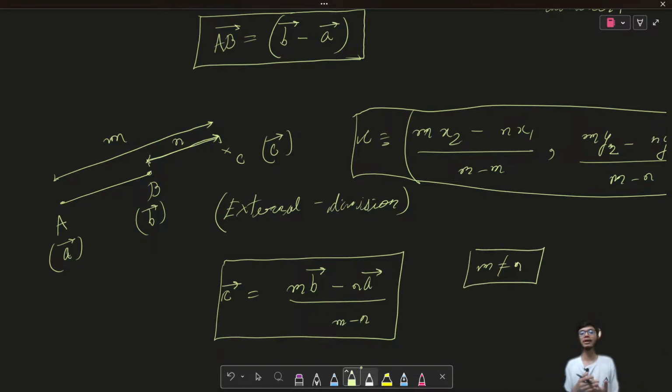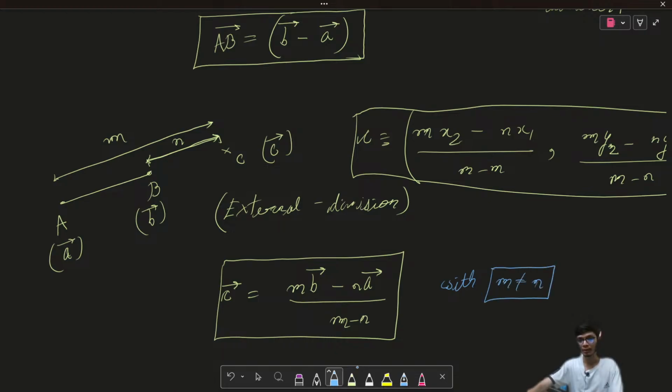Even if m is equal to n, such a point will be an irrelevant point, right? It's not a real point. So you can see over here that m should not be equal to n, otherwise this particular concept won't exist. All right, so this is the simple result for external division of a line segment.